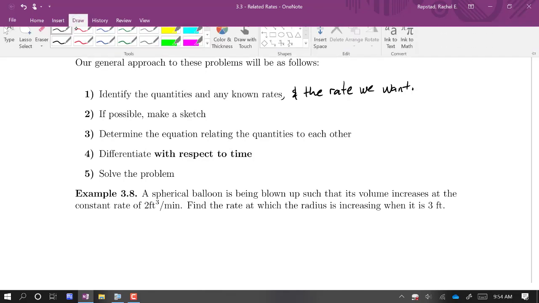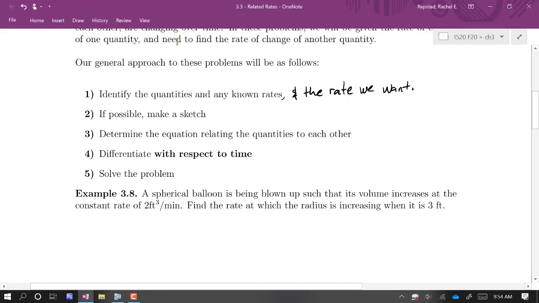Now, this part is really important. You determine the equation relating the quantities to each other. We want to solve a problem that's about their derivatives. So the way we get an equation about their derivatives is we differentiate that equation with respect to time. These are time rates of change. Then we should be in the position to solve the problem.